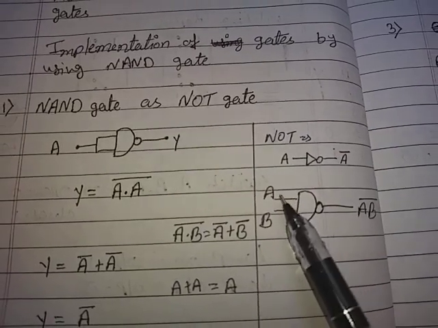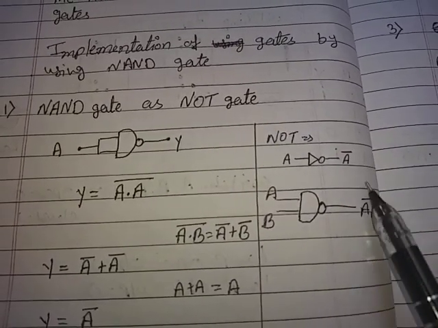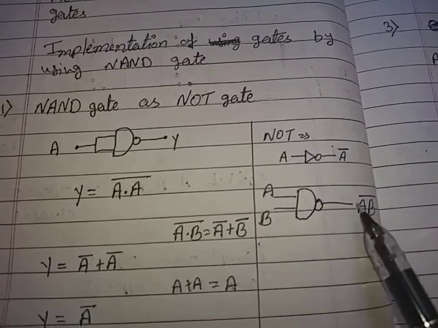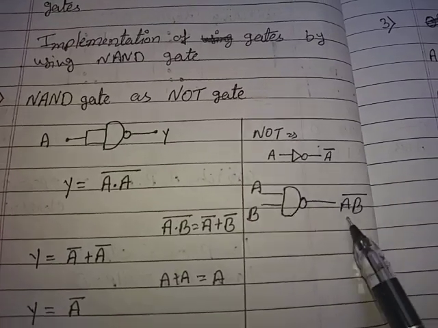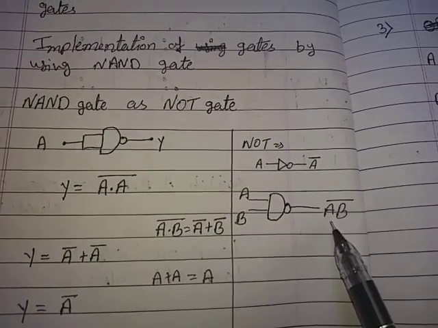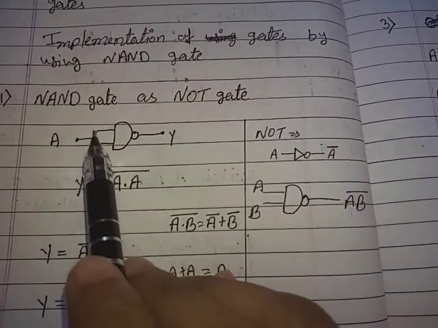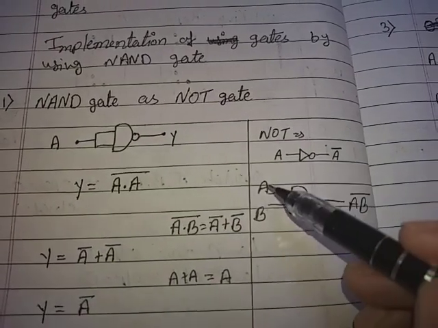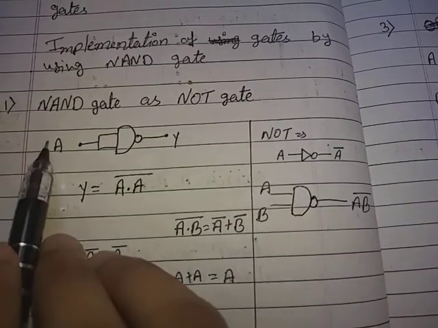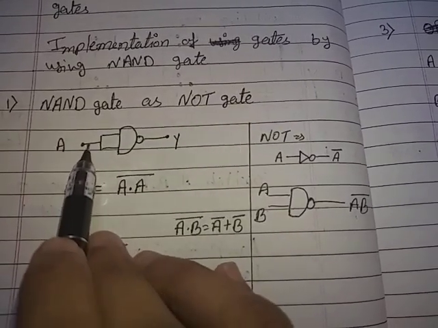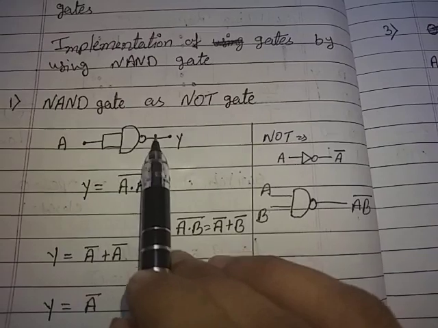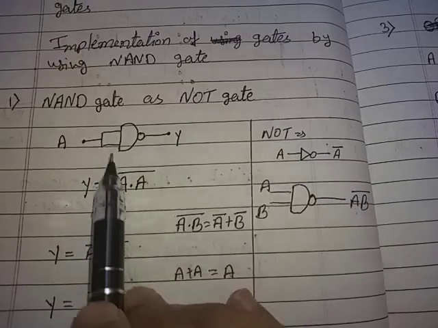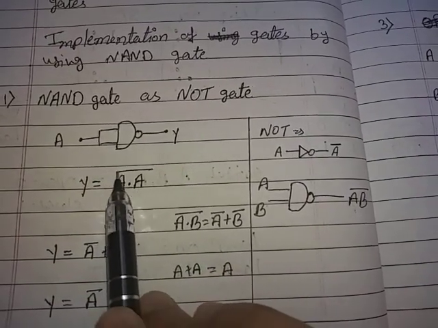And we know that NAND gate is a 2 input, 1 output gate. That means NAND gate has 2 input terminals and 1 output terminal, and the logical equation is A dot B to the whole bar. Now we have two inputs A and B. So to get NAND gate as a NOT, we will give the same input to both the terminals. That is, we give only input A to both the terminals. So according to the equation A dot B to the whole bar, as both the inputs are A, we will get A dot A to the whole bar.